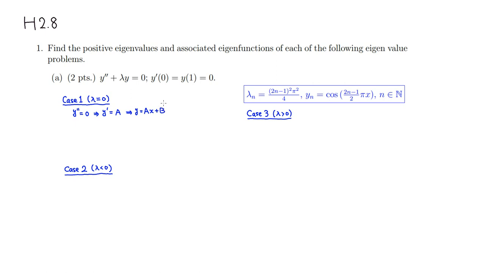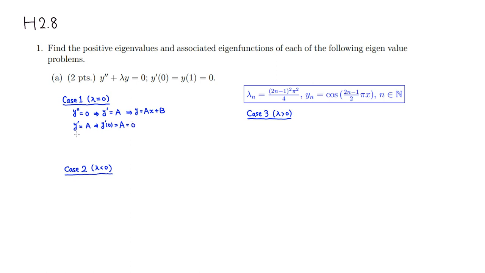Then we know that y prime of 0 is equal to 0, so we take the derivative of y. The derivative of ax plus b is just a. If you plug in 0, y prime of 0 is still going to be a, and we know that this is equal to 0. So a is equal to 0.